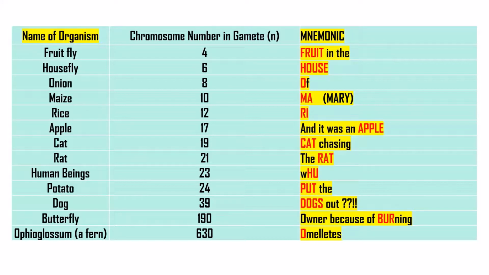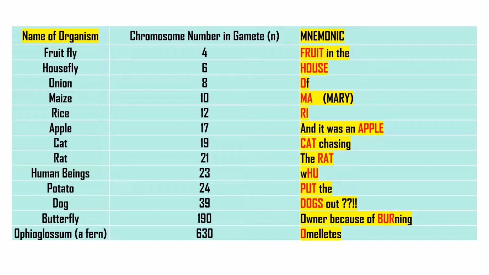Fruit in the house of Mary. So from fruit we have fruit fly, from house we have the housefly, from of we have onion, which is taken from the first letter capital O. Then from MA of Mary we have maize. From RI we have rice, and it was an apple. So from apple we have apple, then cat chasing the rat.